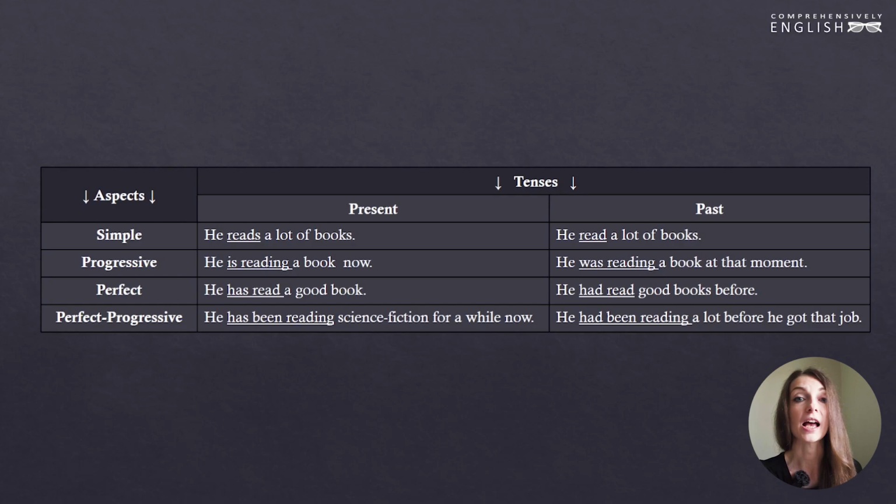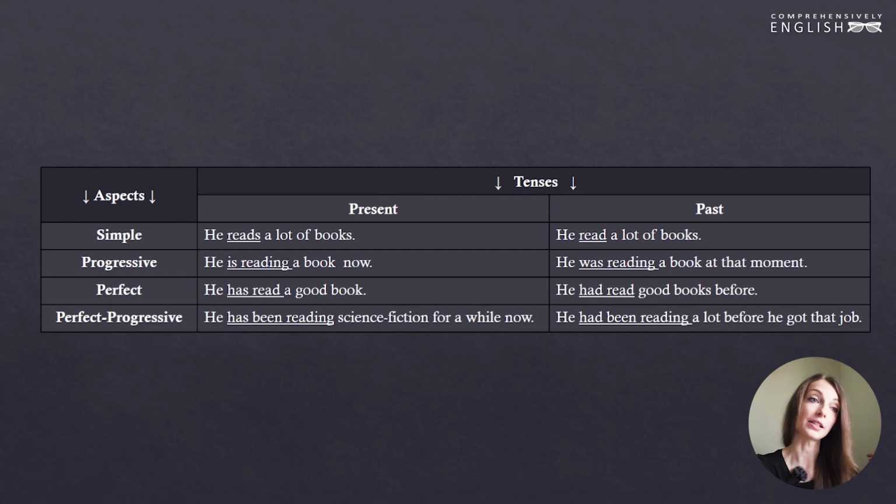The perfect aspect helps us speak of a result, of something that brought a result by now or by some particular moment in the past. The present perfect is he has read a good book. He has read it and now he wants to share his knowledge with us. In the past perfect, we'll say he had read good books before another action or before another period in his life, in the past.